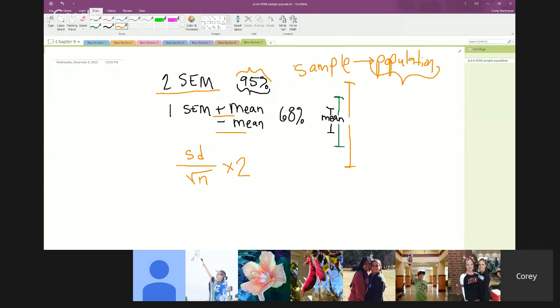In this case, that's what the 95% confidence means. It means that we don't know for certainty what the actual population statistic is, but we can be 95% confident that it's somewhere between these numbers. These numbers simply being the sample mean plus 2 standard errors, and the sample mean minus 2 standard errors. And so that's our confidence interval.